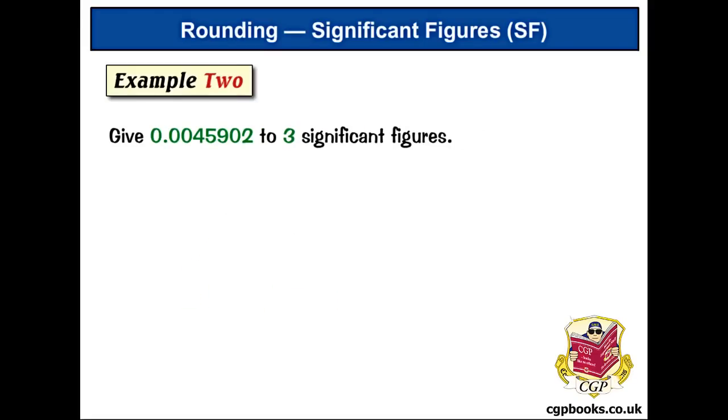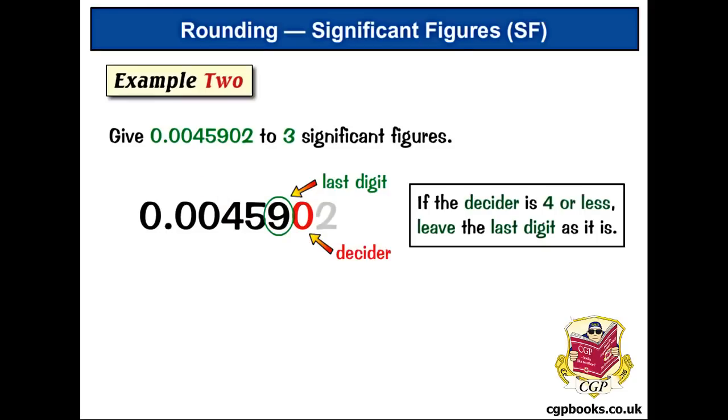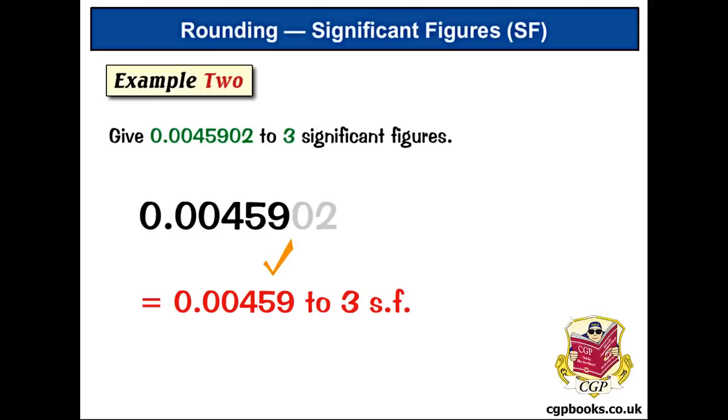Here's another one. Give 0.0045902 to 3 significant figures. Right, so this time we've got some zeros at the beginning, which we ignore, and so the first significant figure is 4. So counting on to the right, the second significant figure is 5, and the third is 9, which makes 9 the last digit we want. The decider is 0, and we can ignore the 2. Now, when the decider is 4 or less, we leave the last digit as it is, so 9 stays put. And our answer is 0.00459.